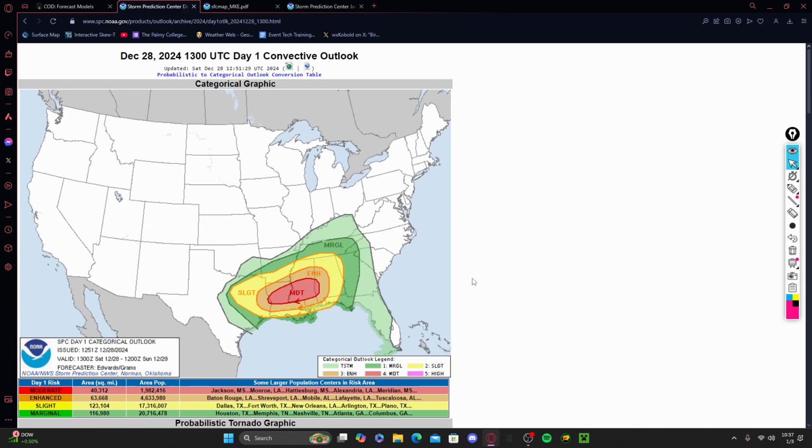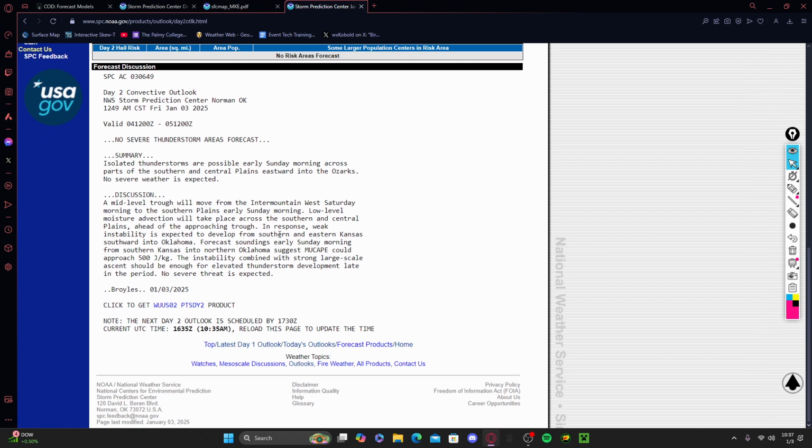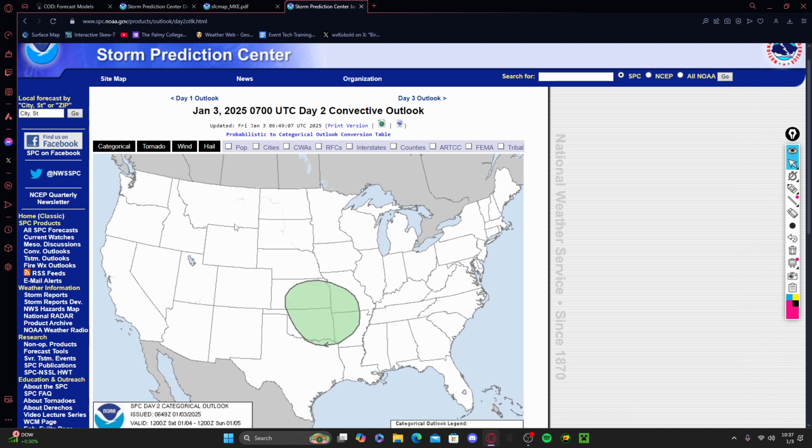If you want more information, you can always check out the SPC page. I highly encourage it. Very useful. And whenever they make their outlooks, they have an explanation of what's going on. So for the 4th, this is when this is.